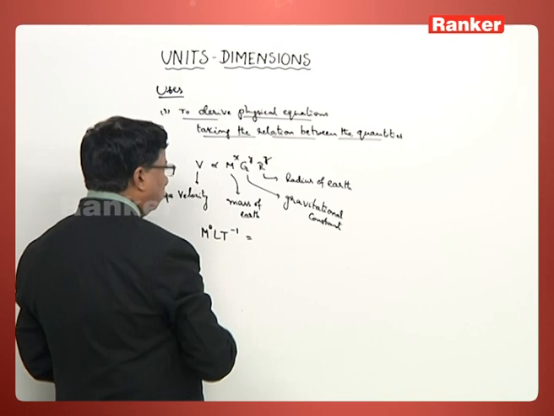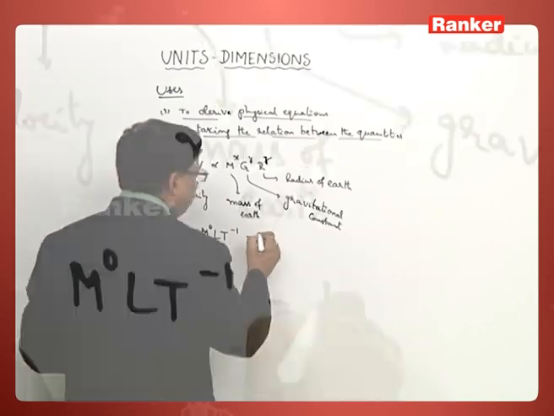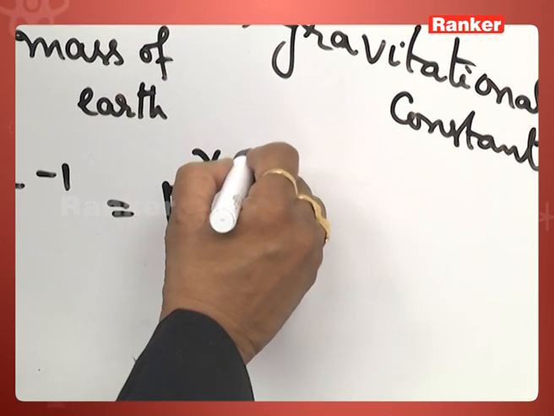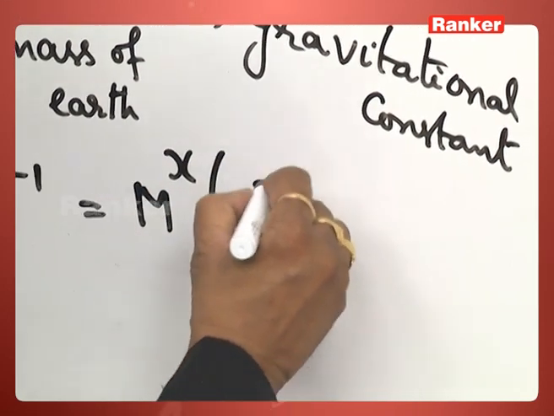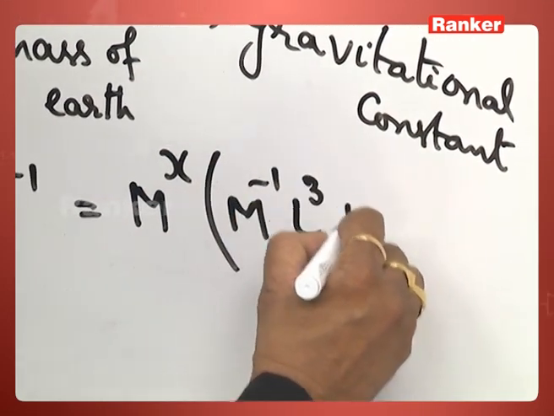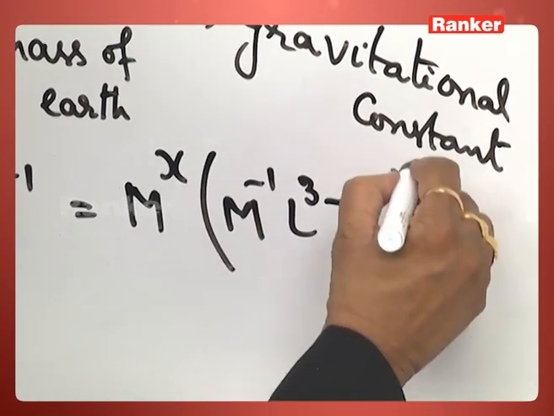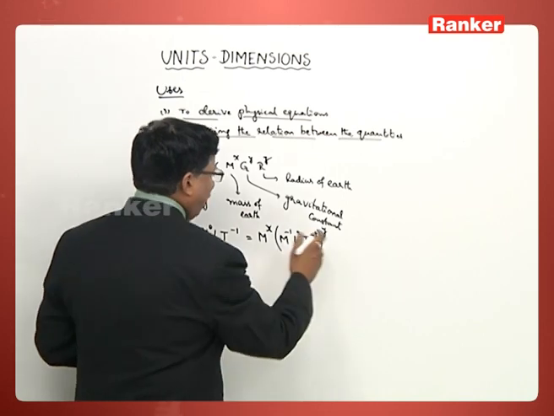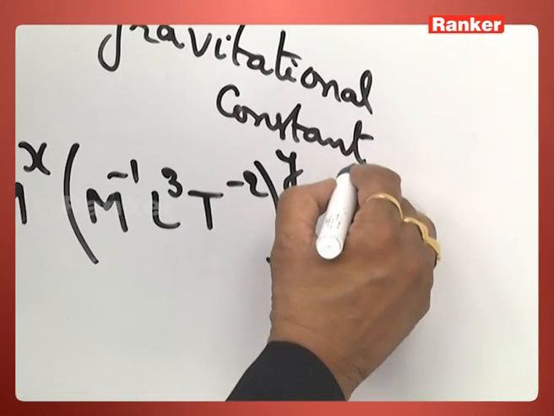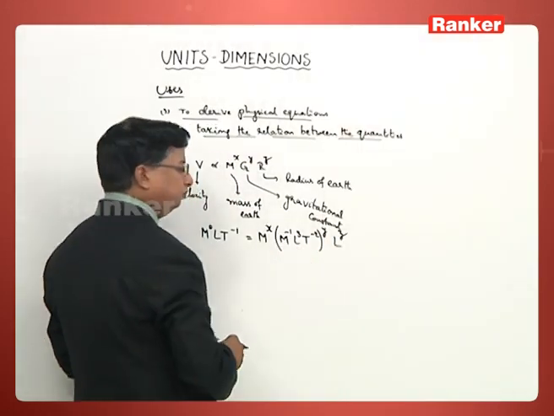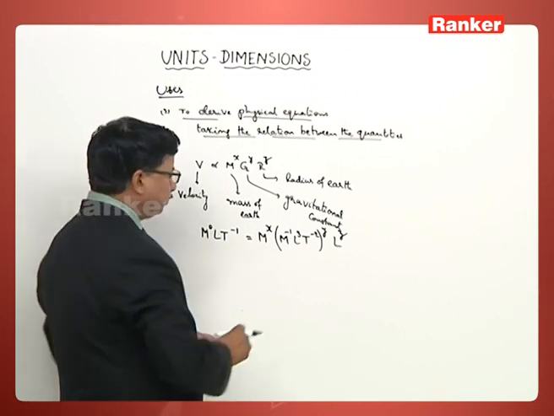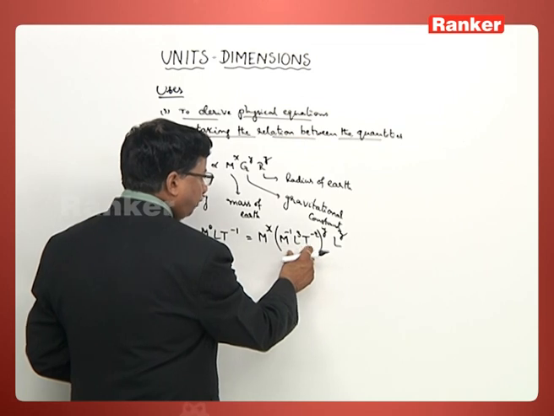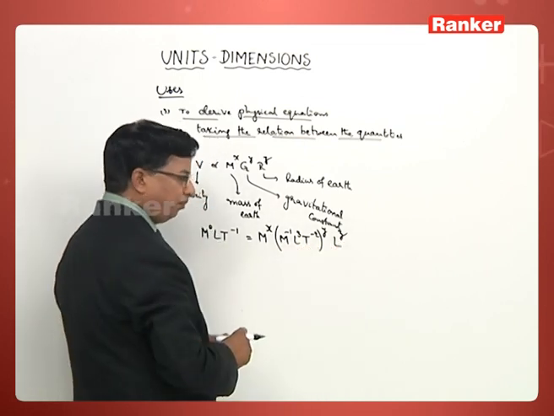that is equal to M to the power x, into G, which is M^-1 L^3 T^-2, to the power y, and R is nothing other than length to the power z. So, this is for mass, gravitational constant and radius.